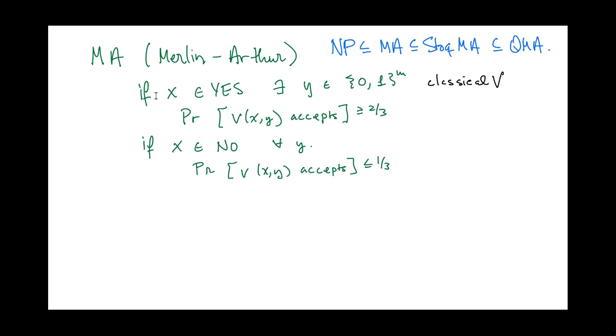So we've seen Merlin-Arthur. Merlin-Arthur is our classical verifier. If an instance is a yes instance, there's a string that causes a classical probabilistic verifier to accept with probability at least 2/3. And if it's no, for every witness the probability of acceptance is at most 1/3. So MA contains NP because a probabilistic verifier is a special case of a deterministic one.